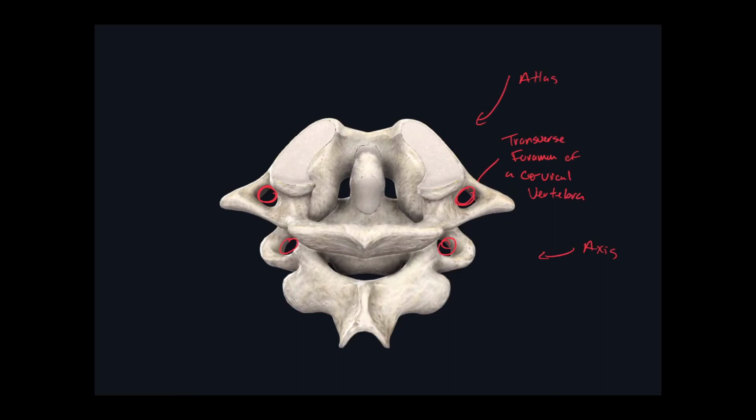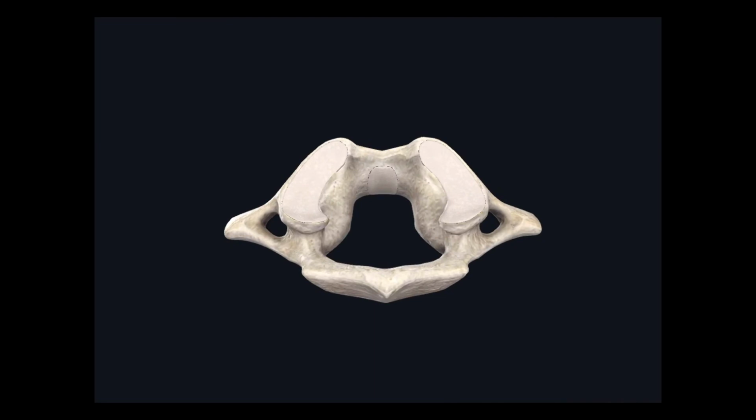Now the atlas has landmarks that are only found on itself, not on any other vertebra. So let's go ahead and look at the atlas by itself. So in this image, we have a posterior view of the bone. So the first thing I want to cover is this landmark right here. This is called the posterior arch of the atlas.